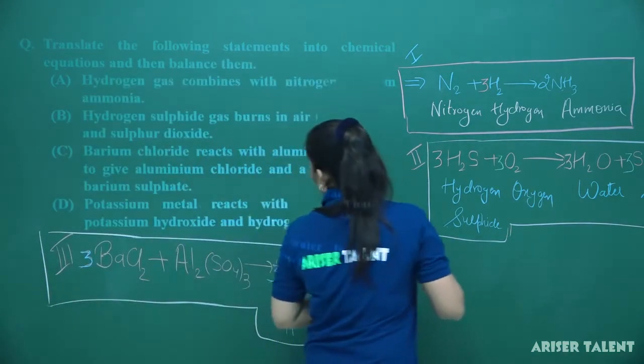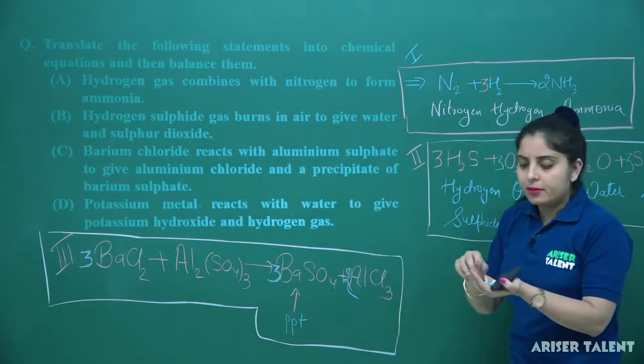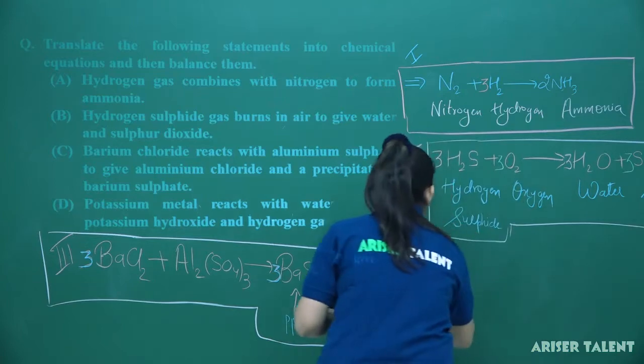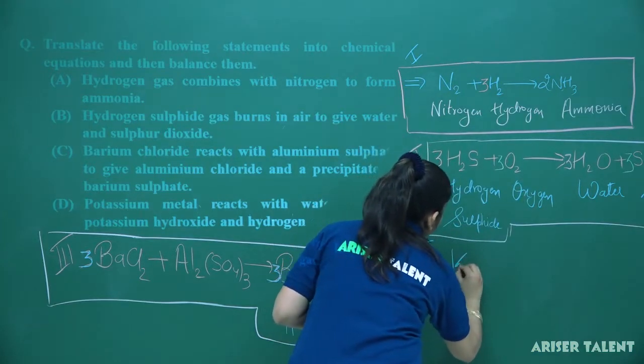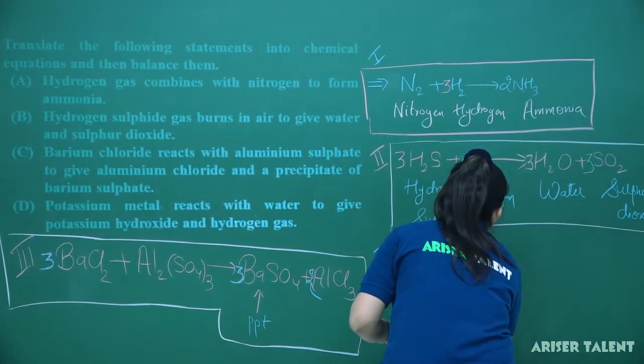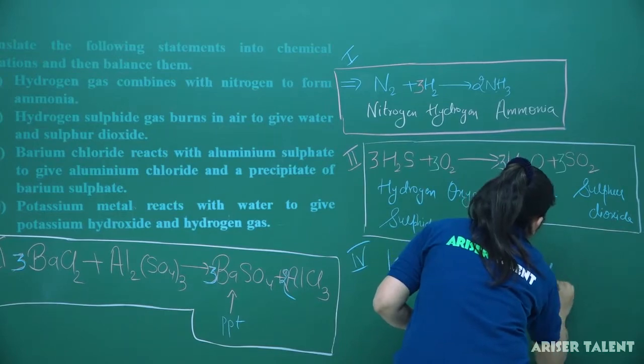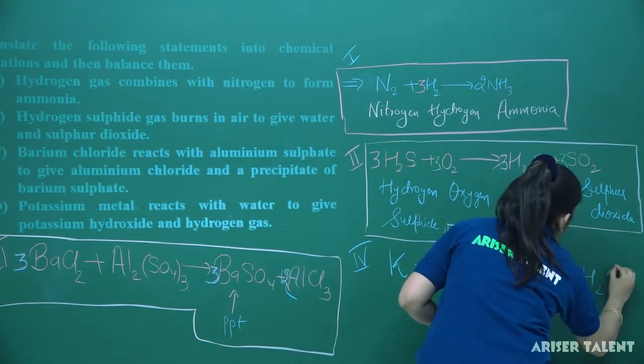Now we are on our solution number 4. Potassium metal reacts with water. So what I am taking here, potassium is K. It is reacting with water to give potassium hydroxide plus hydrogen gas.